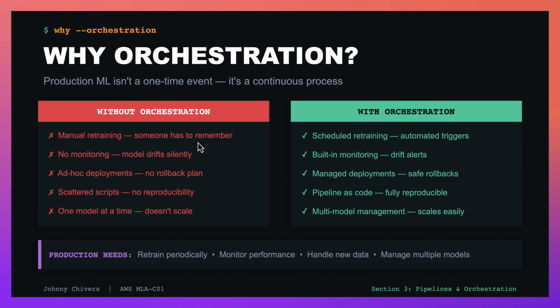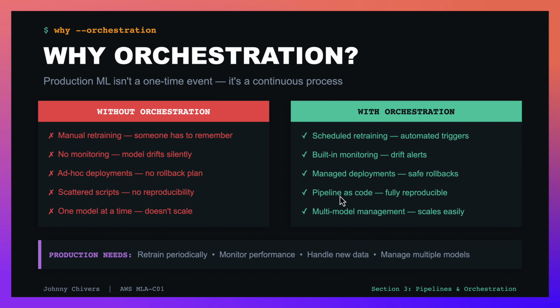Okay, so we can train and build a single model. But in production, you're usually not going to do that once and forget about it. You're going to need to retrain periodically. You're going to monitor performance. You're going to handle new data, and you're going to manage multiple models. This is where orchestration comes in. So production ML isn't a one-time event. It's a continuous process. So without orchestration, everything is a manual process. We don't have any monitoring and everything's just a bit scattered and all over the place.